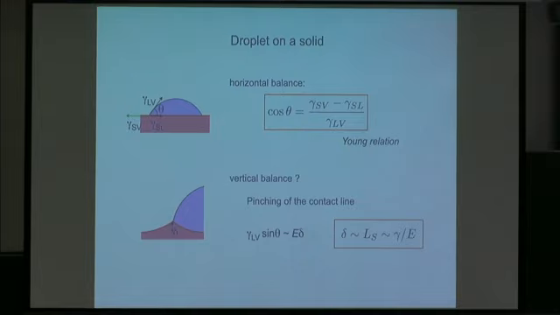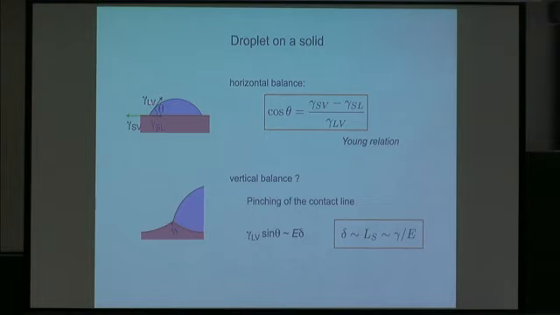So what is presented in class books is, well, you have this drawing with a liquid droplet sitting on a solid, and you have the surface tensions pulling in the side. So you have the solid vapor, solid liquid, and liquid vapor pulling a bit up. And if you do the horizontal balance, you end up with a very classical Young relation, which tells you which is the contact angle of the liquid on the solid.